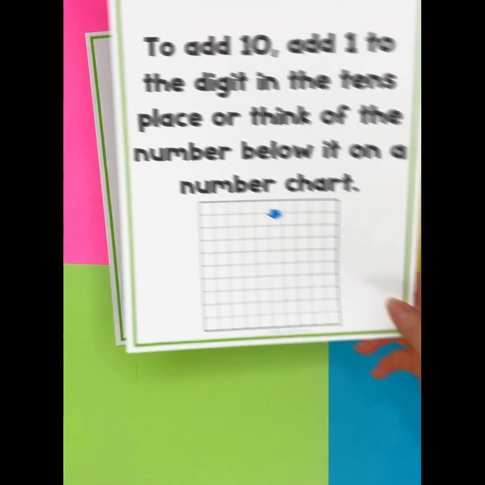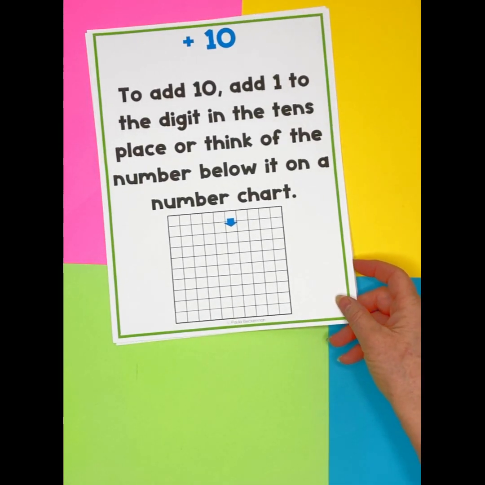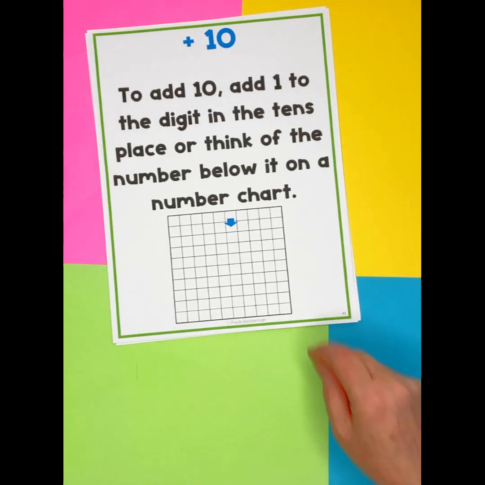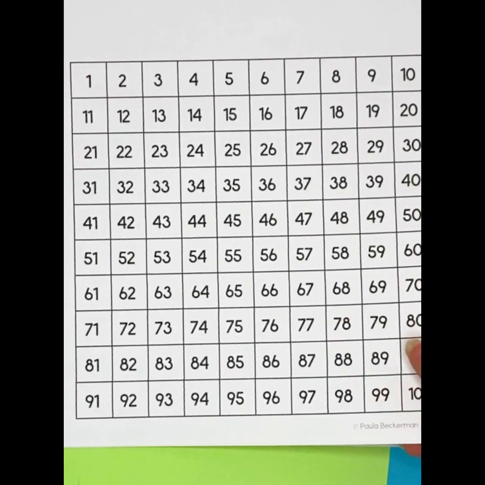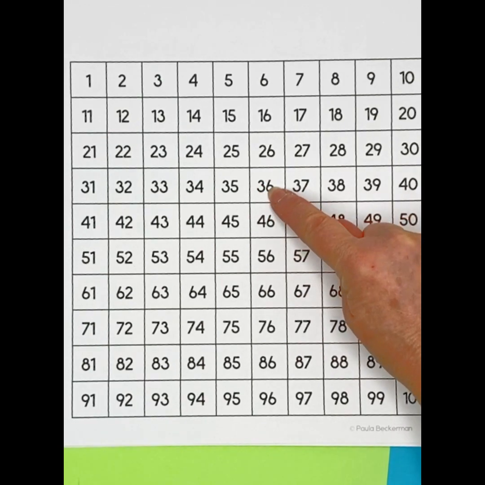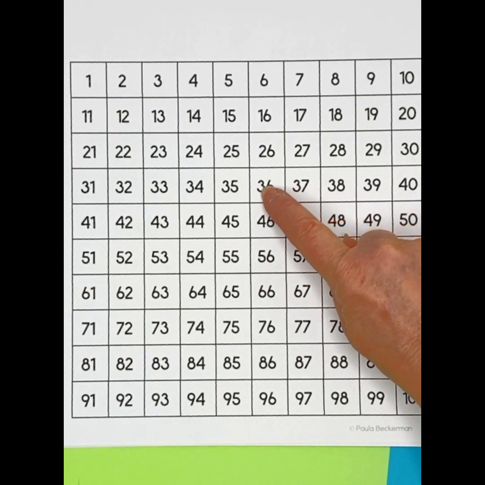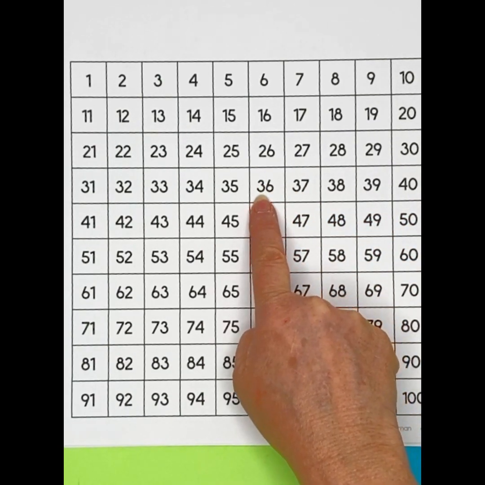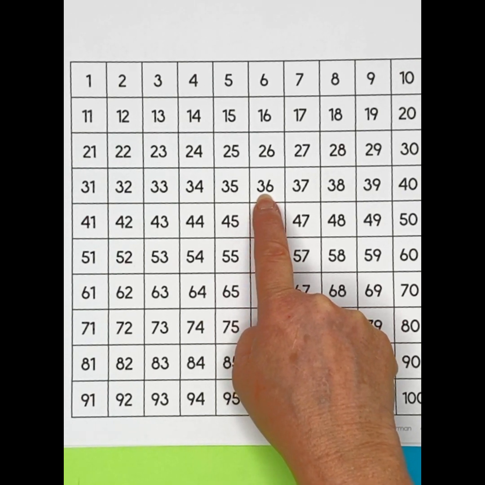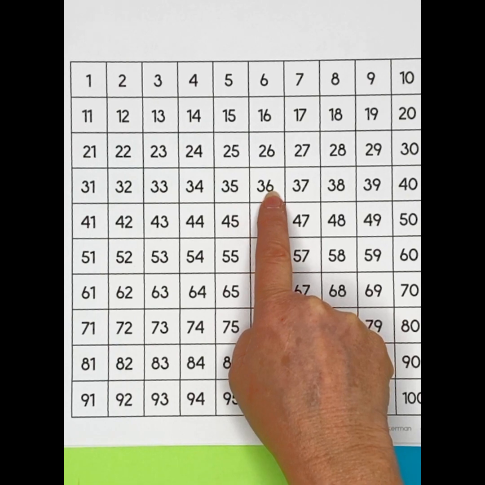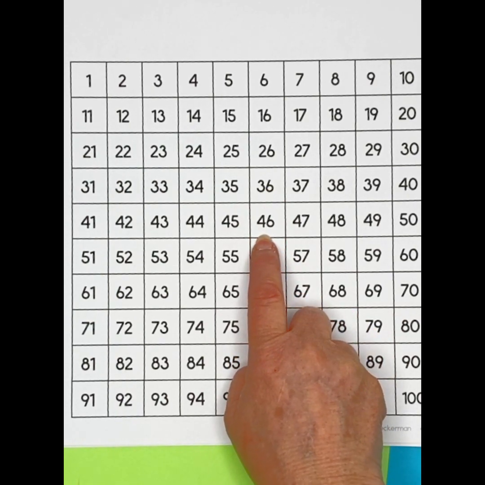was previously taught. When we add 10, all we need to do is add 1 to the digit in the tens place. Now, we can think of that as being the number below it on a 100 chart. So for example, if I have 36 and I add 10, I add 1 to the tens column. In this case, it's a 3. When I add 1, it becomes 4. So it would be 46, which is directly below it on the hundreds chart.